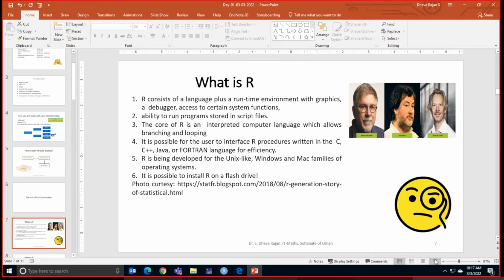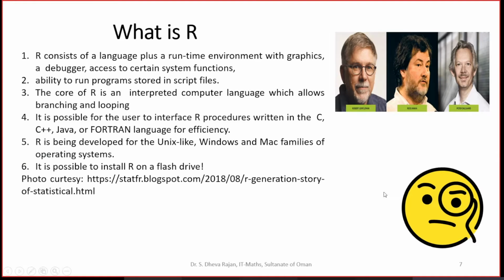R is a programming language. Earlier, the name of R was S. S means statistical language. Then they changed it to R. It was developed in the Bell Laboratories by Robert Gentleman and Ross Ihaka. So in order to honor them, the first letter of their names has been coined as the name of this program.